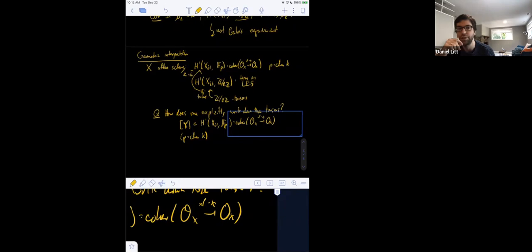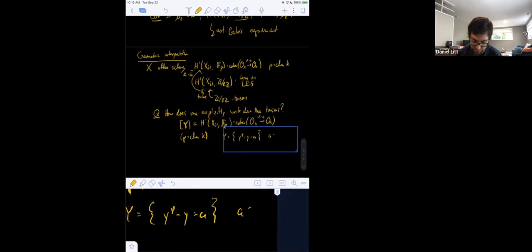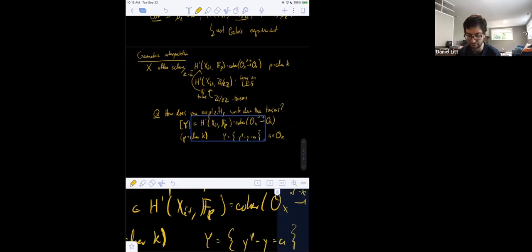Yeah, so Arvind says Artin-Schreier. Yeah, exactly. So here Y is cut out by, let's say Y to the P minus Y equals A, where here A is some element of OX, which we're viewing as giving us an element in H1 FP. So this is called an Artin-Schreier covering.